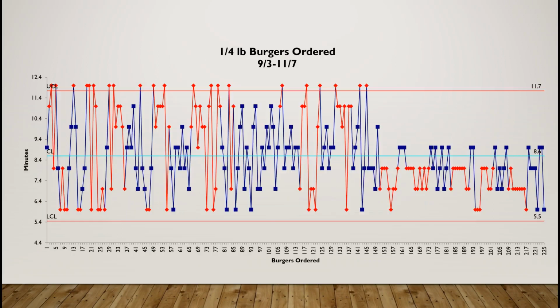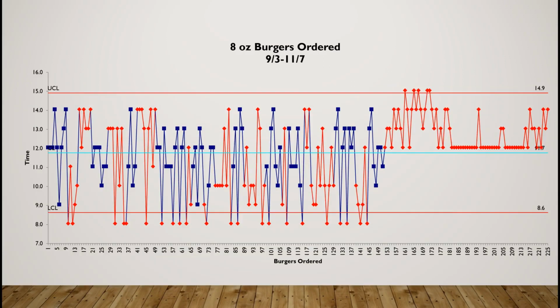So here we have a control chart for the quarter-pound burgers ordered, and these are all the quarter-pound burgers ordered in my project. What you'll notice is in the beginning there are quite a few jumps, and some of the time limits are close to the upper control limit. And then, as you'll notice, around 153 burgers ordered, it drops to the bottom. From then on until about 225, it becomes a lot more consistent.